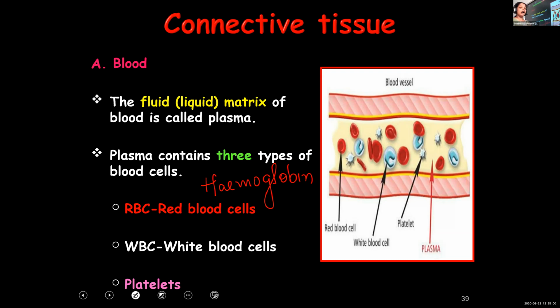Then, the last one, platelets. Platelets will help in the clotting of blood. Have you heard about clotting? Yes. When you get hurt somewhere as you're playing, you might get hurt. So in the beginning, the blood starts to ooze out, but it will stop after some time.